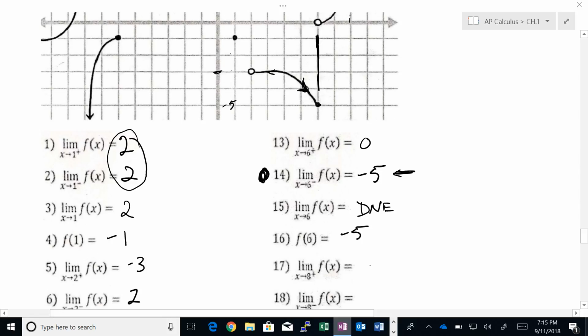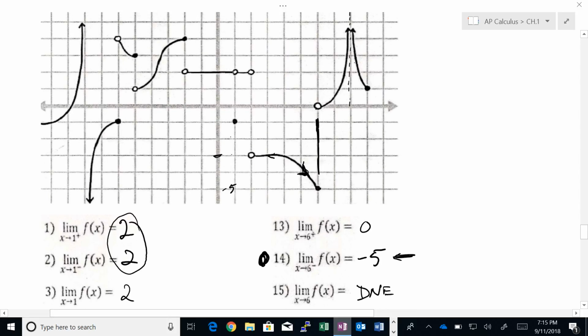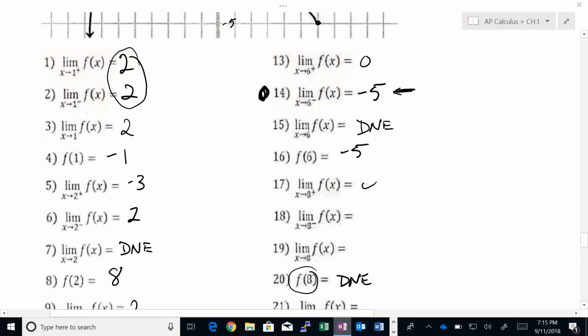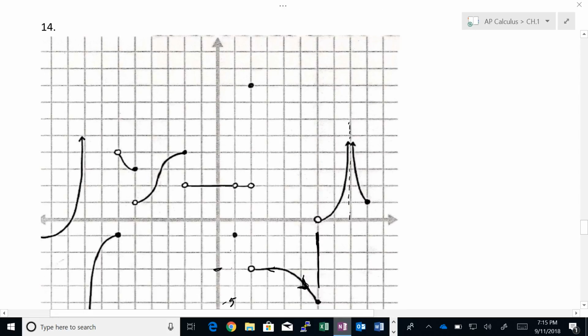8 from the right. If you look, it's going off to infinity. If I go 8 from the left, it's going to negative infinity. And because the limit from the right equals the limit from the left, we say that's infinity. They both go up to infinity here. See them right here?